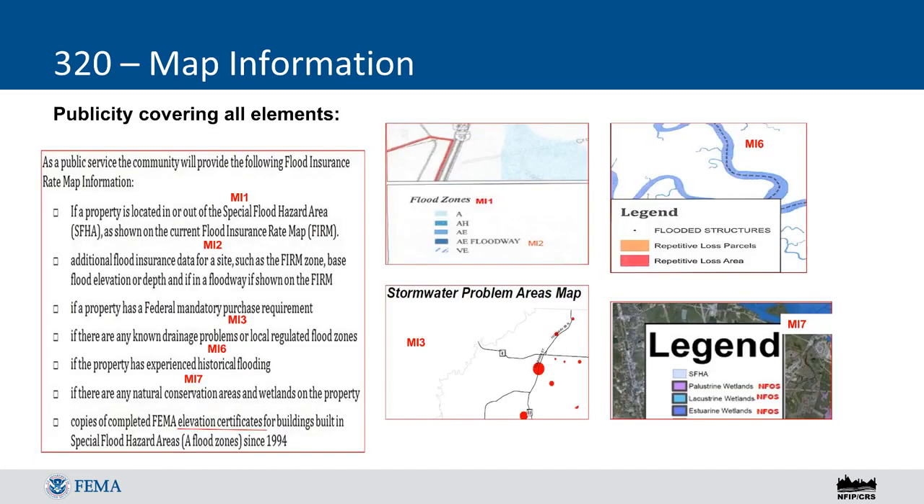Besides documenting the service, you need to publicize it. For example, the blurb on the left-hand side is taken out of a letter sent directly to all residents. And then you have to show how you know this information, and that's usually through mapping. The example to the upper right shows MI6, repetitive loss properties. And that's where flooding has occurred in the past, so this covers MI6, which is credit for historical flooding information. So just show us how you know the information.